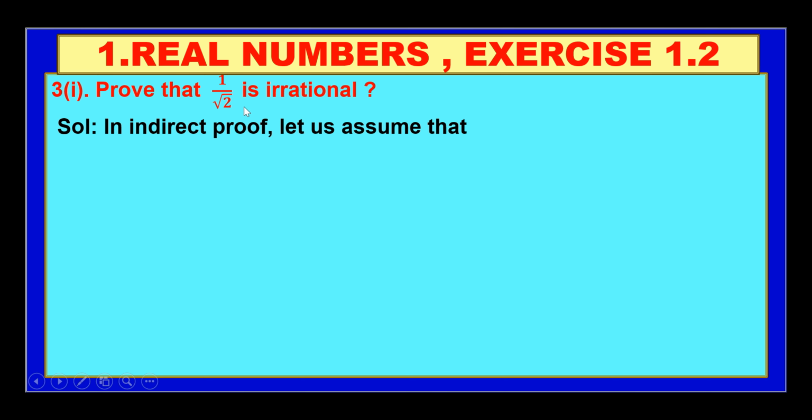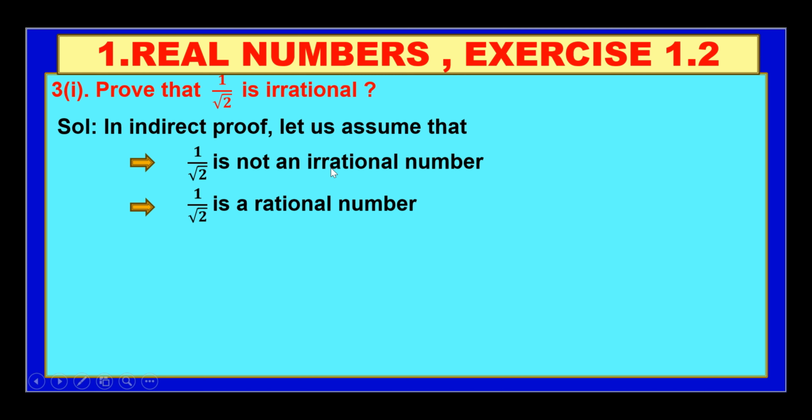Here what is the given question? 1 by root 2 is an irrational number and this is false. If 1 by root 2 is an irrational number is false, then 1 by root 2 is not an irrational number. If it is not an irrational number, then it should be a rational number. If it is a rational number, you can write it in the form of a by b, where a and b are integers and b not equal to 0. Of course, both a and b are co-primes.